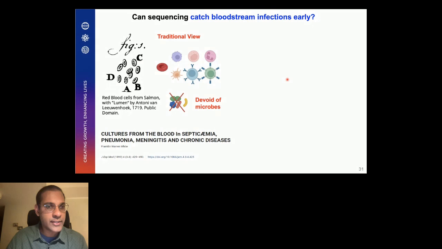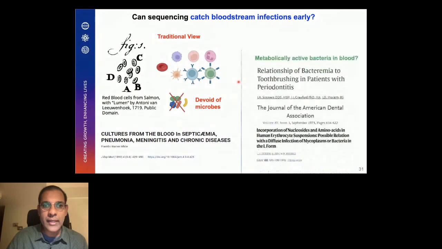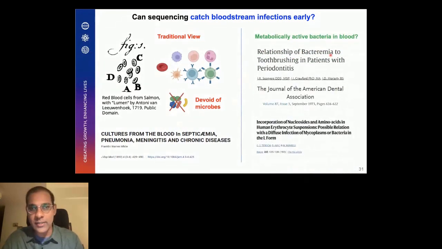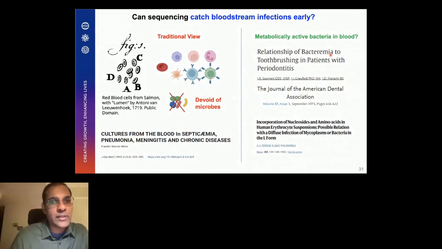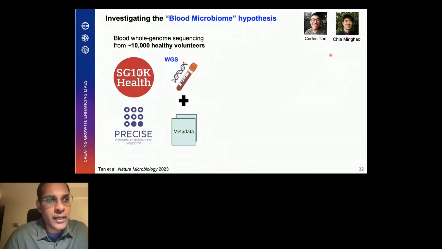And sequencing we use to catch and track bloodstream infections. And classically, the bloodstream has been believed to be devoid of microbes. And only in disease cases do you have signatures of bacteria. You can grow bacteria from blood. But increasingly, there have been studies based on various sequencing as well as other approaches that suggest that there might be metabolically active bacteria in blood. And of course, this can be confounding if you want to use sequencing to detect bloodstream infections. And so this concept of a blood microbiome has been taking root over the years, and we wanted to investigate whether this is really true.